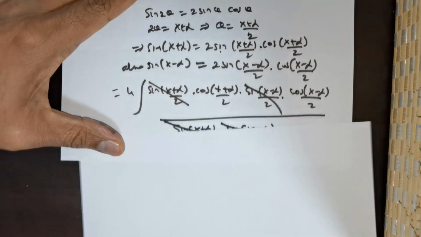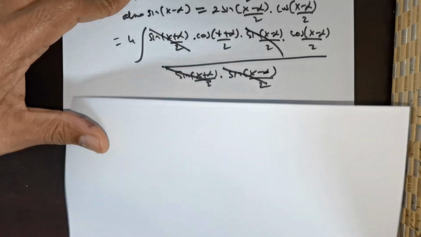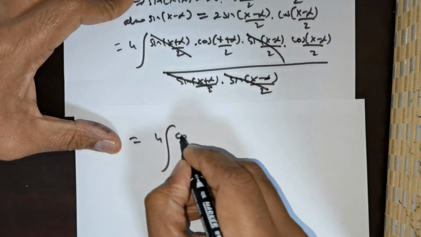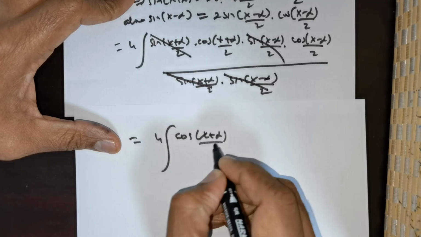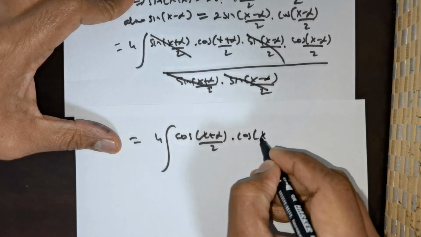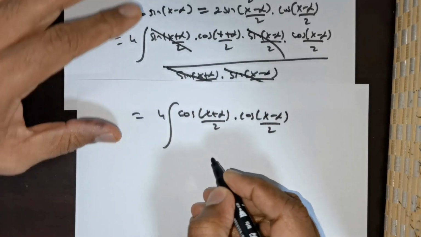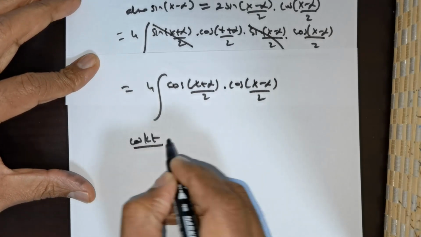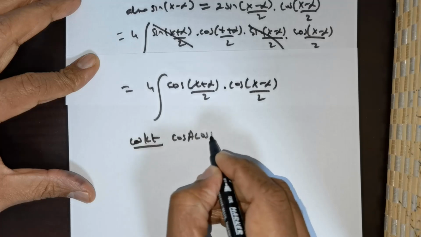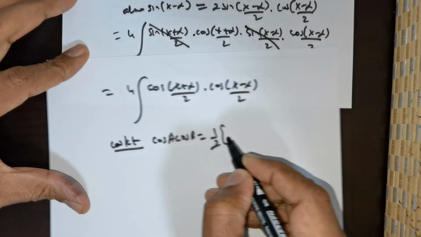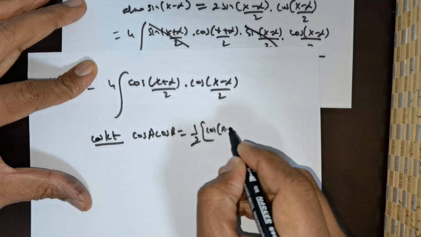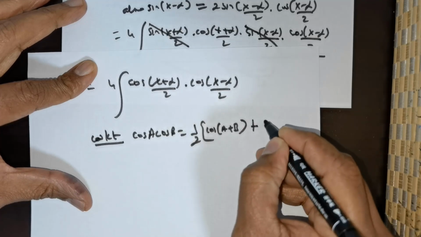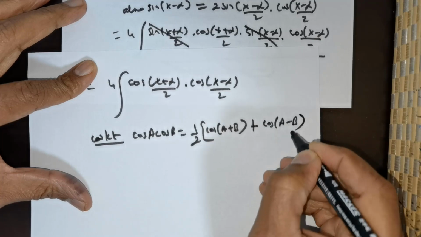Let me go to the next slide. So this is equal to 4 times the integral of cos of (x plus alpha) divided by 2 times cos of (x minus alpha) divided by 2. Now I'm going to use this formula. We know that cos A cos B is equal to 1 over 2 times cos of (A plus B) added with cos of (A minus B).